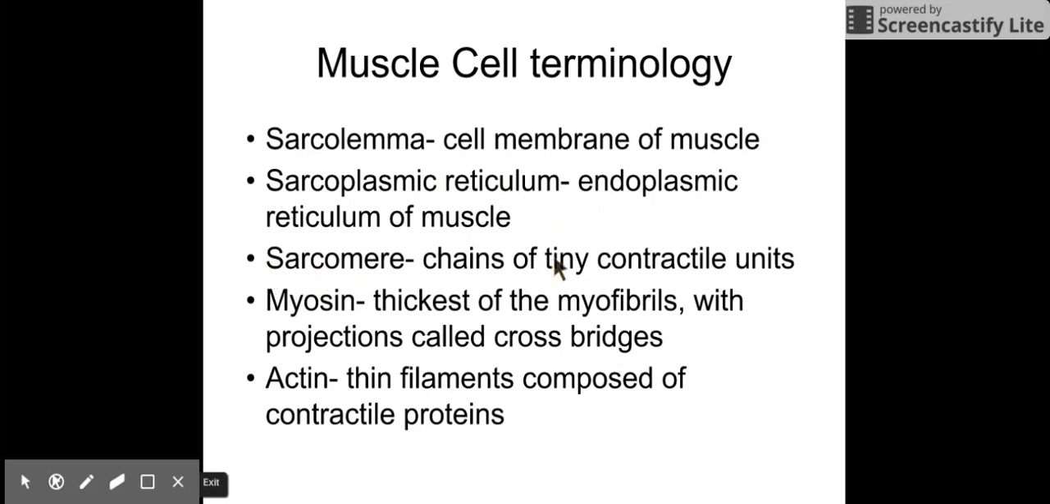The sarcomere, these are all of those little contractile units, the myosin and actin fibers. Those are called sarcomeres. So those are all packaged together into your muscle cell. And of course, we've already talked about the myosin and actin filaments quite in depth.